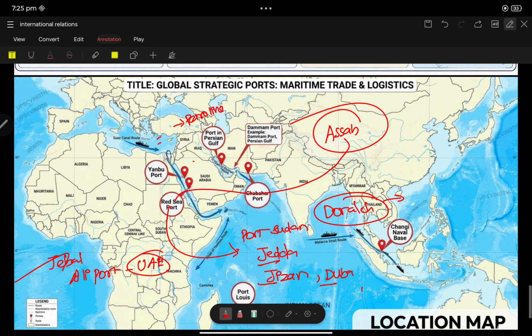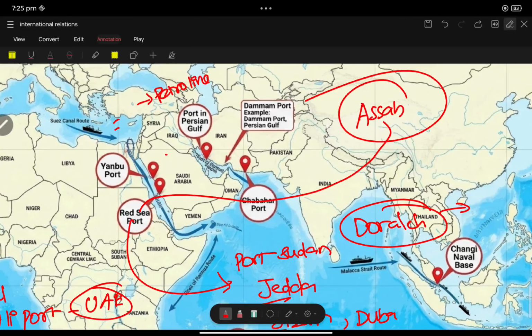This port is present in the Persian Gulf. Jebel Ali port is present in the UAE.